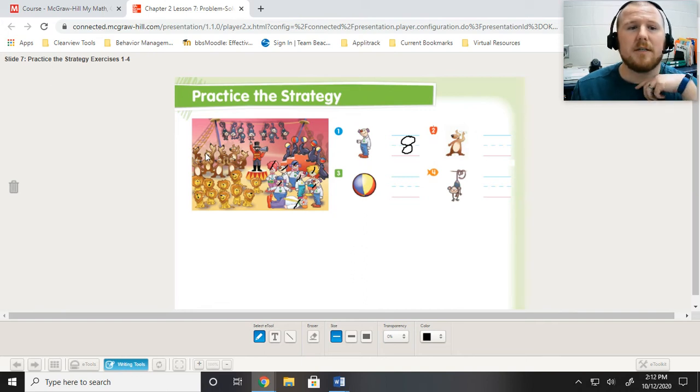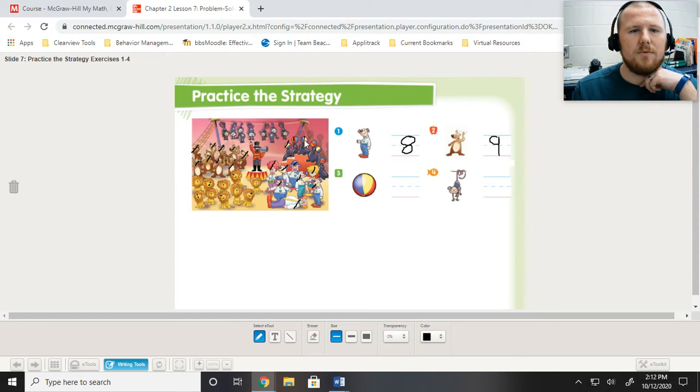These look like bears, so let's count the bears. 1, 2, 3, 4, 5, 6, 7, 8, 9. Make a circle, then a line. I am number 9.